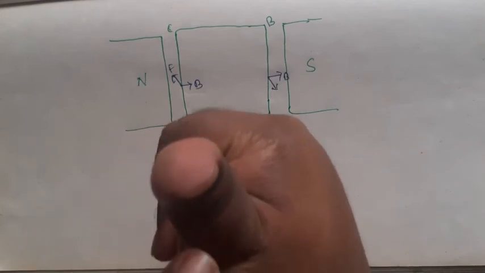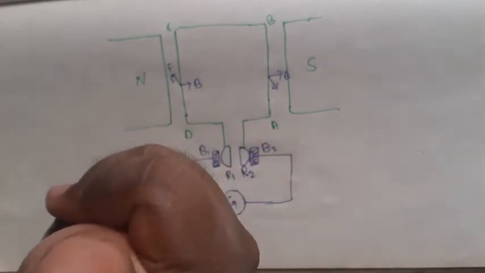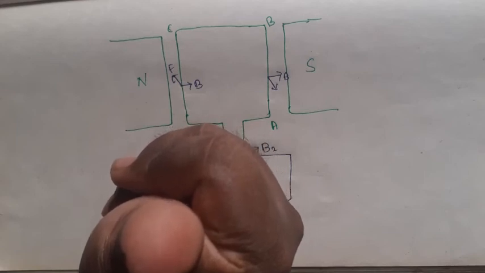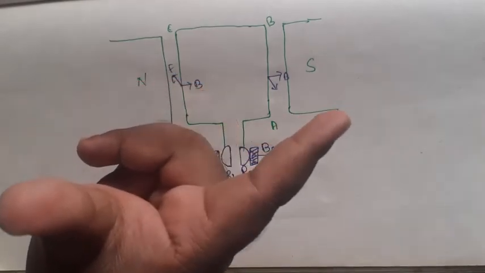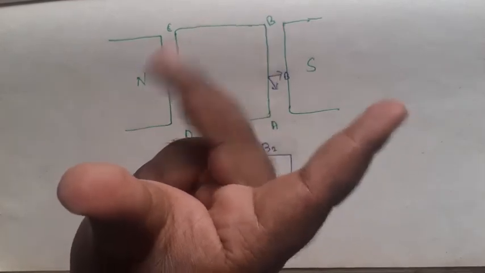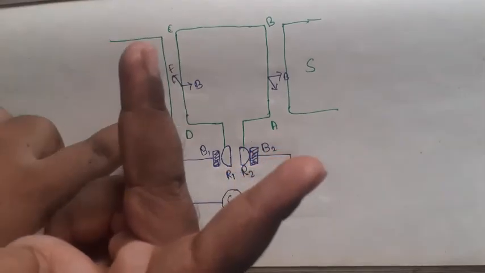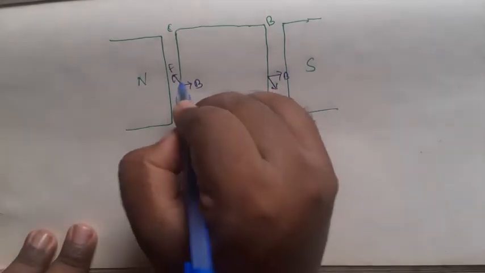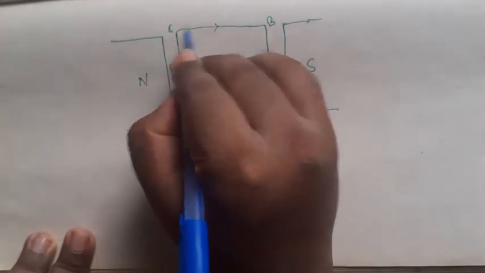The thumb points in the direction of the motion of the conductor. Next, place the forefinger in the direction of the magnetic field, from left to right. Next, align your center finger in the direction of the induced current, that is the upward direction. So current flows from D to C, that is in the upward direction.